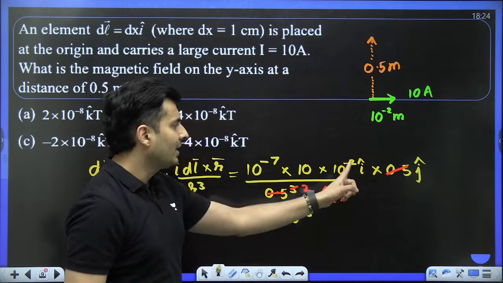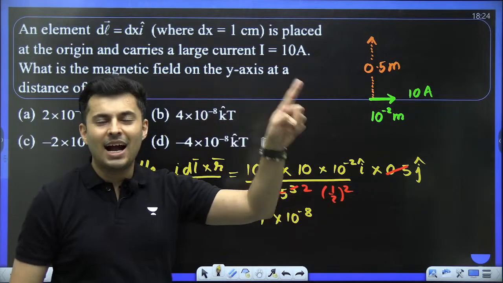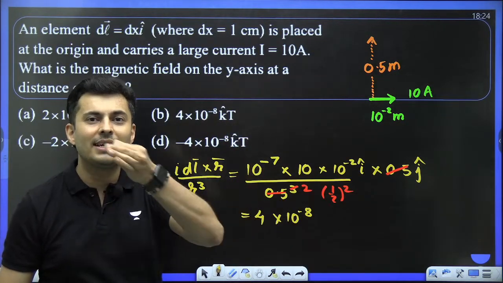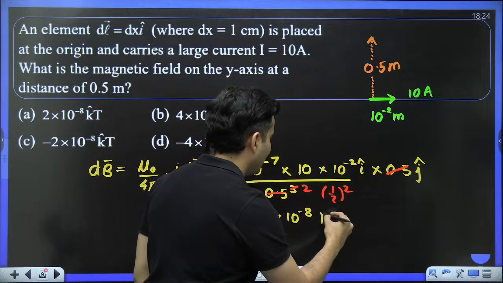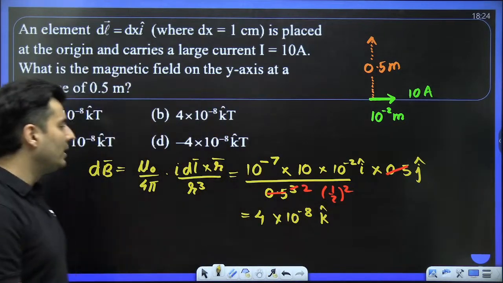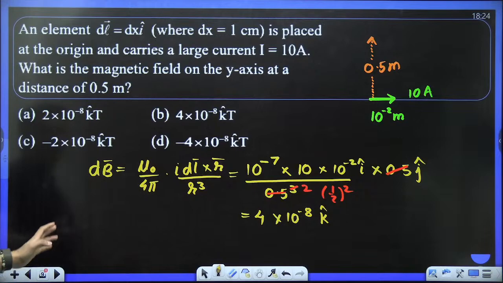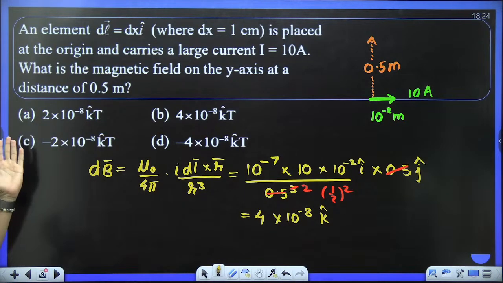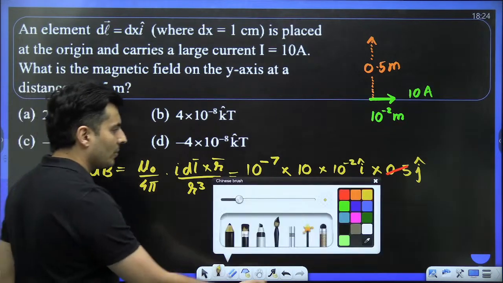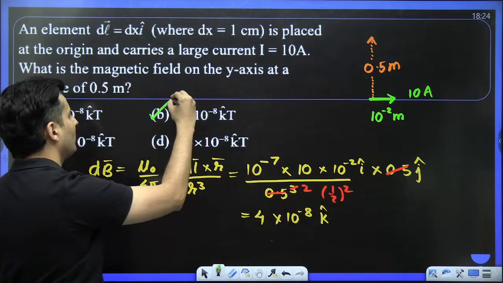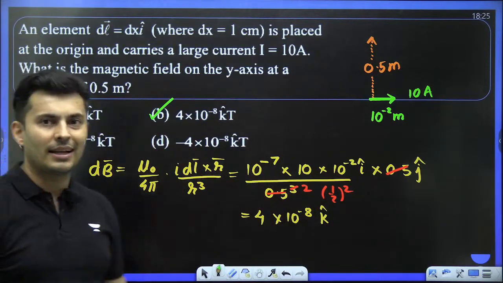Okay, now last thing is i cross j. What is i vector cross j vector? It is basically k vector, k hat. Exactly. So it will be 4 into 10 to the power minus 8, and that would be k hat. Where is it? Okay, so basically that is nothing but option B. I think the option is not marked over here. Maybe the slide is not there, but yes, option B is the correct answer.